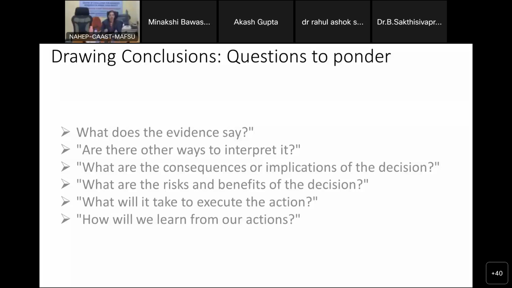Futuristic approach in the sense to see what is going to happen if I take this decision, what kind of impact it can have. And then what you want them to go ahead with. All right. And then next comes, what are the risks and benefits of the decision? Whatever decision you are taking, is there any risk involved? Is there any benefit?